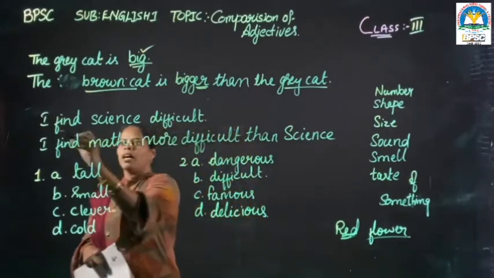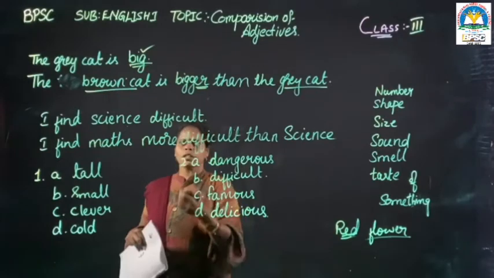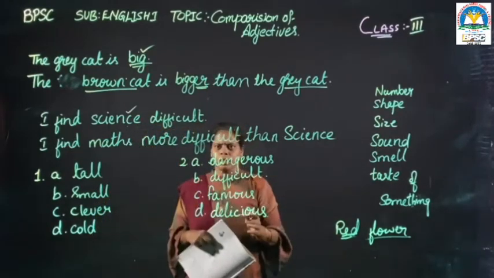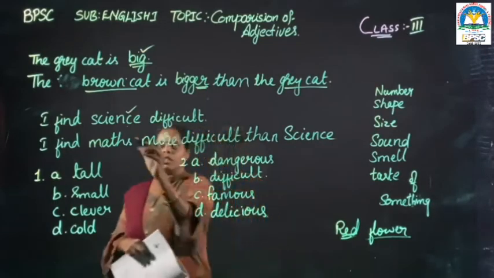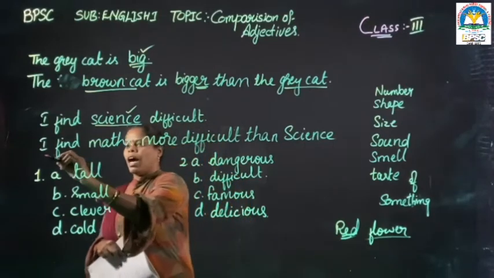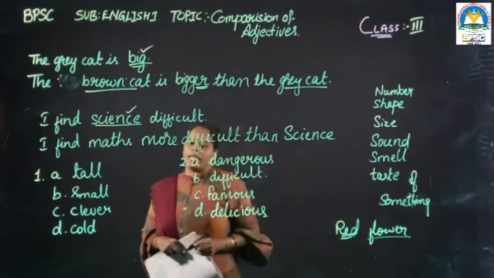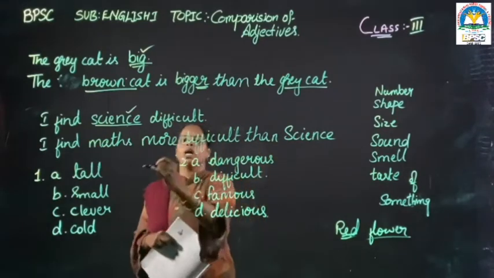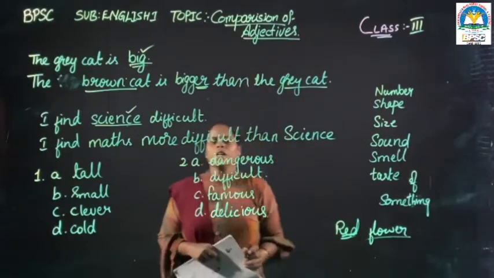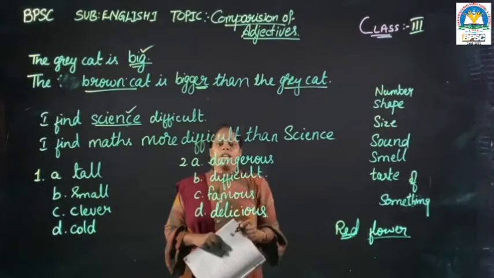Here, I find science difficult. So you are saying only about science. You are not comparing to any other subject. But, I find maths more difficult than science. So now here you are comparing. So comparison of adjectives. What are the rules to be followed while writing the comparison of adjectives?